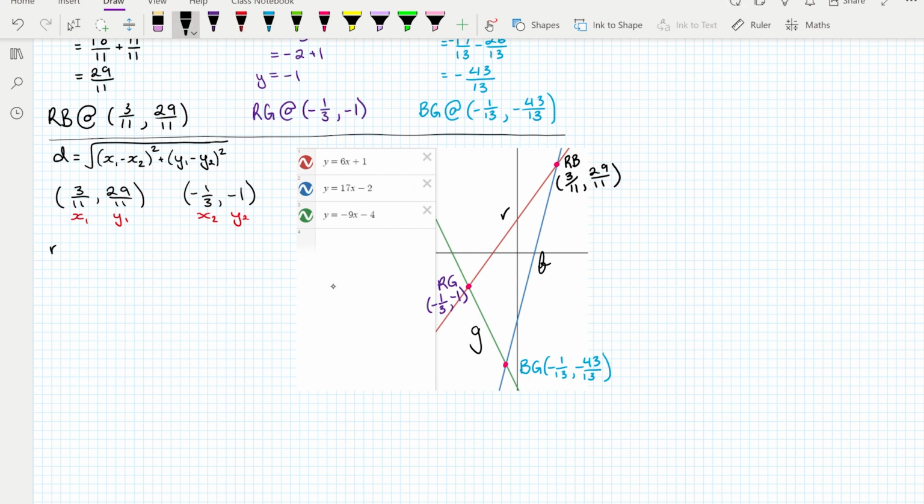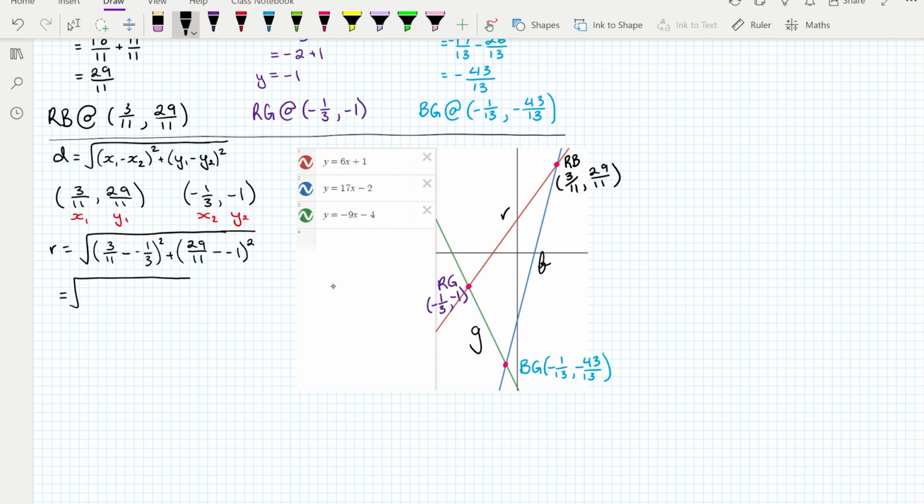Okay, so we're going to have r is equal to the square root of the difference between our x values. So I'm going to go 3 over 11 minus negative 1 over 3, squared, plus the difference between our y values, so 29 over 11 minus negative 1, and that's also squared. There's heaps of calculations you can do here. I'll go more into detail on this one, and I'll skip ahead a bit on the next couple, so this video doesn't go for too long.